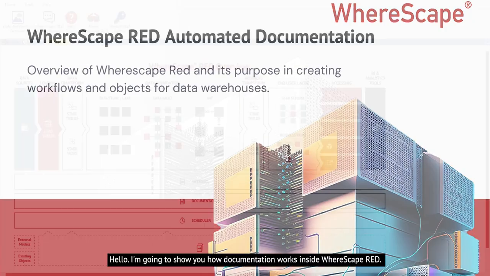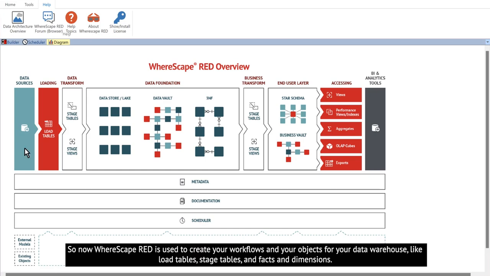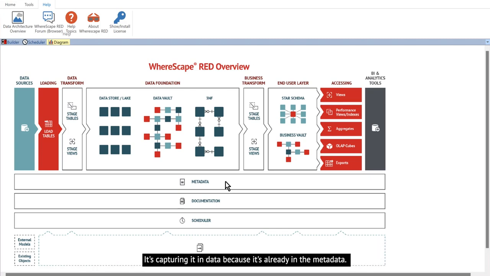Hello, I'm going to show you how documentation works inside WhereScape RED. WhereScape RED is used to create your workflows and your objects for your data warehouse, like load tables, stage tables, and facts and dimensions. While you're building all of these in WhereScape RED, it's capturing all of that information, the data lineage, the transformations, everything like that. It's capturing it in metadata.